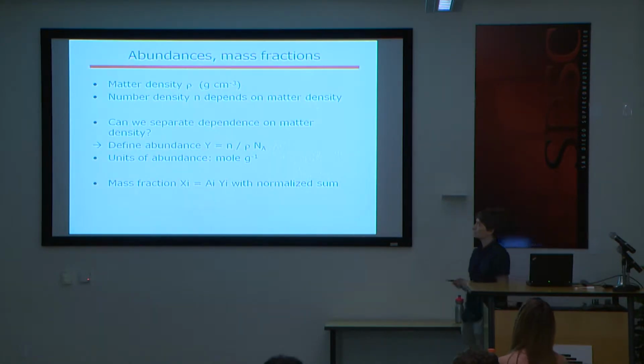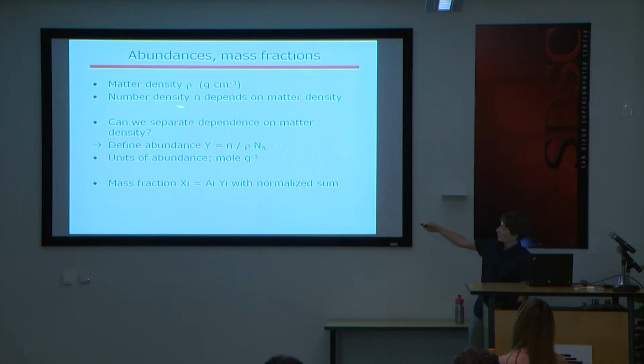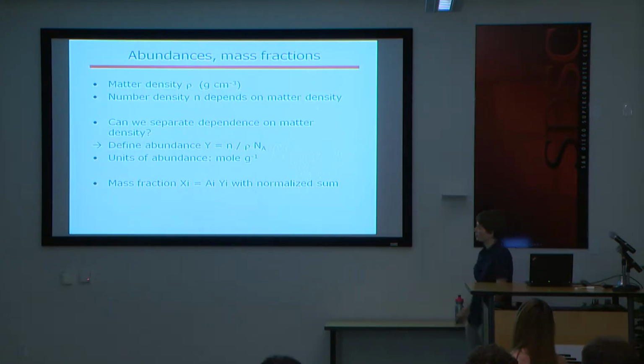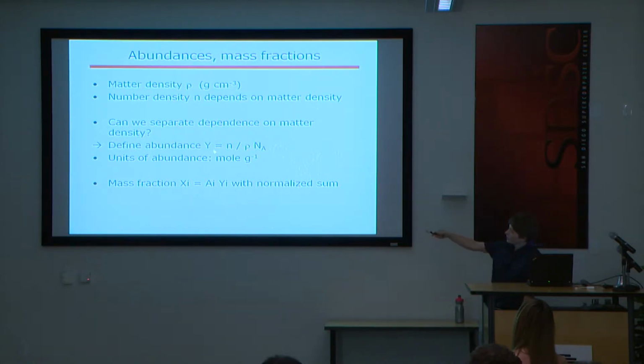For this, I'll need to introduce abundances and mass fractions. So this is what I already said. You have the matter density rho, and your number density n depends on the matter density. So now we want to separate that dependence on the matter density out of our equations. So we define a quantity called abundance, typically denoted by capital Y, which is defined as the number density n divided by matter density and Avogadro's number. If you work out the units, your abundance has units of moles per gram. So now, instead of following the number density, if we follow the abundance, we only follow changes due to nuclear reactions.